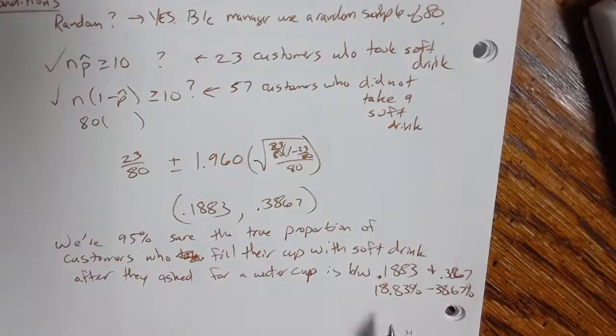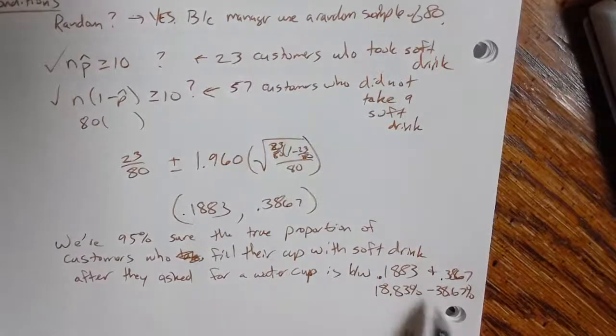38.67%. Kind of a wide range for a confidence interval, and you see it's a 20% difference. It's a pretty wide range. That's really just because of the small sample size. I mean, it's big enough to do this confidence interval, but a sample size of 80 is not incredibly large, and it causes the wide variability in this confidence interval.